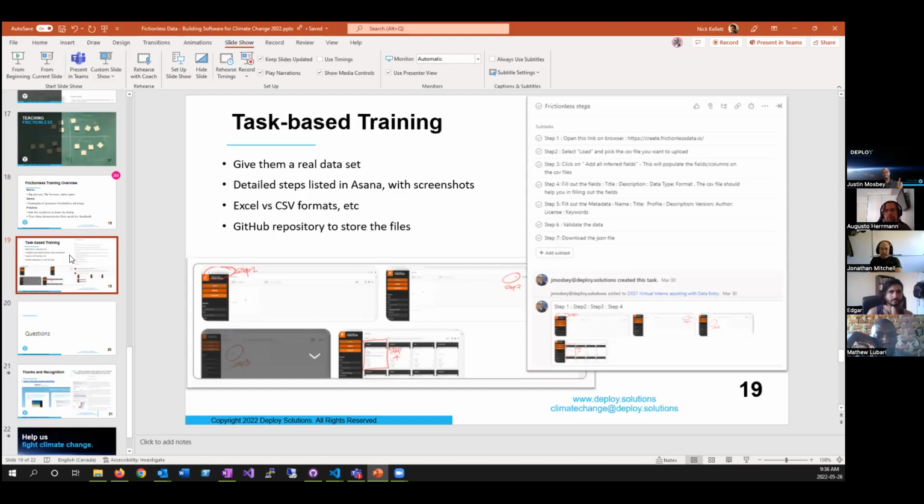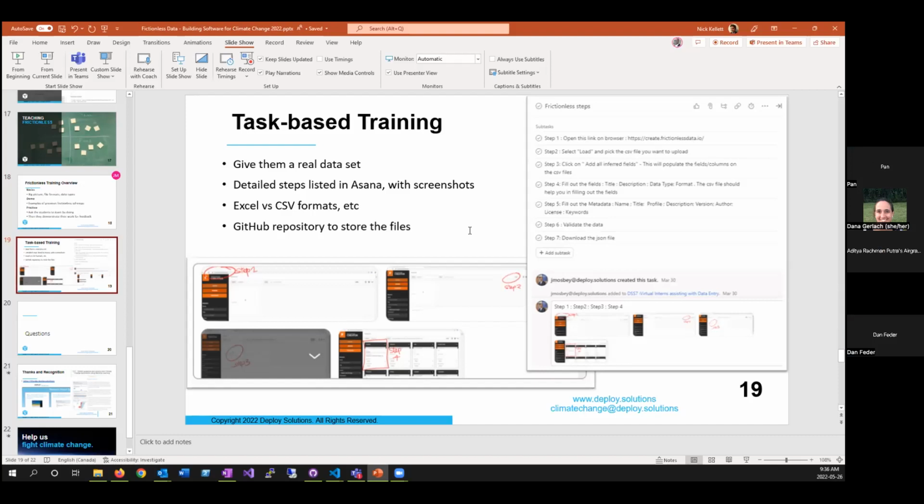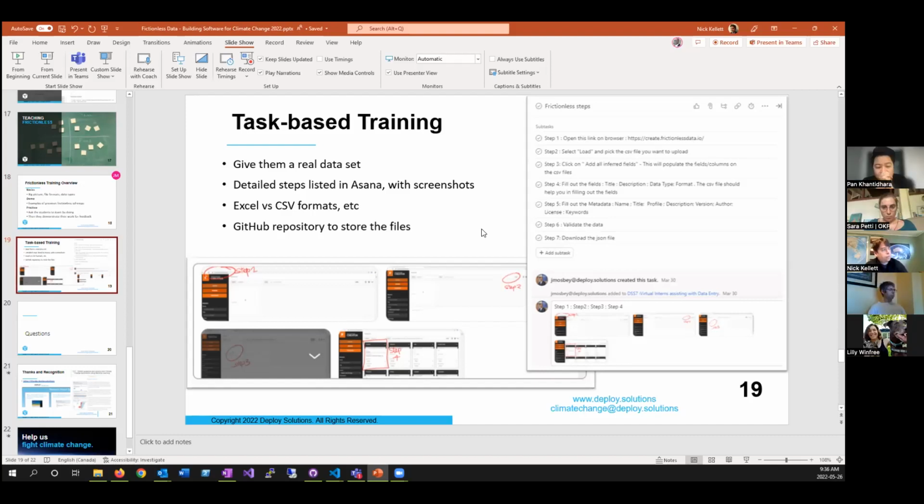So this task is basically steps on what to do with screenshots, just simple screenshots, as you can see here, of where to start, the first step, the second step, to the point of validating the data and downloading the JSON file. So I can say, considering they're not technical people, Frictionless has really been so easy to use. It's so straightforward, and they did like it.